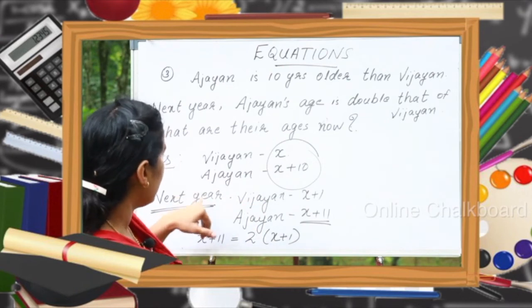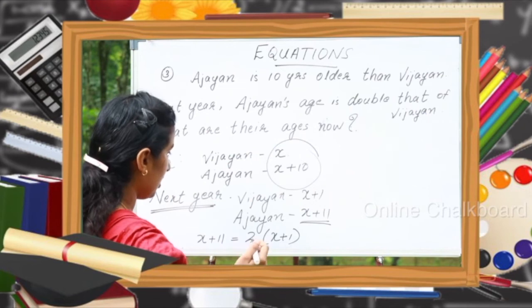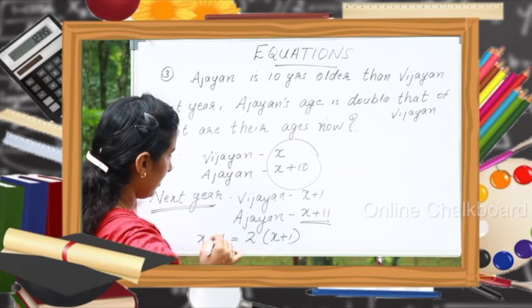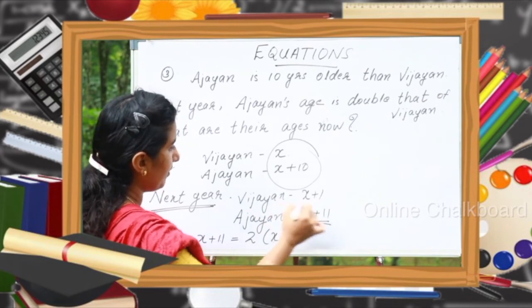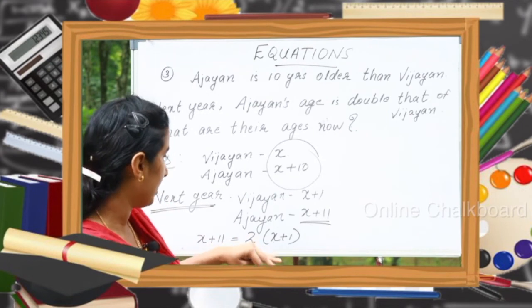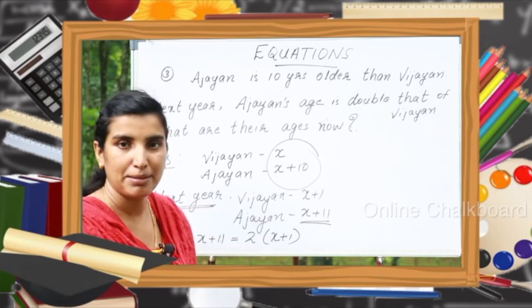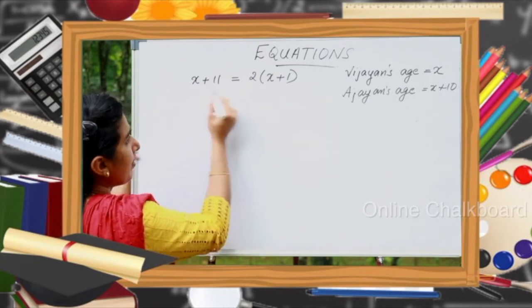Next year Ajayan's age is double that of Vijayan, so Ajayan's age is 2 times Vijayan's age. Now we have an equation to solve, and that will give us the answer. x plus 11 is equal to 2 into x plus 1.